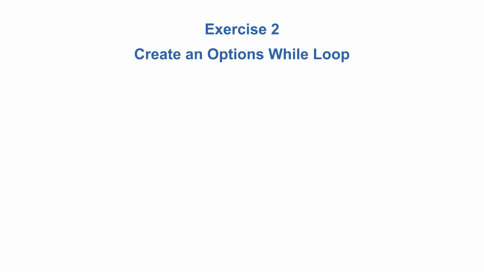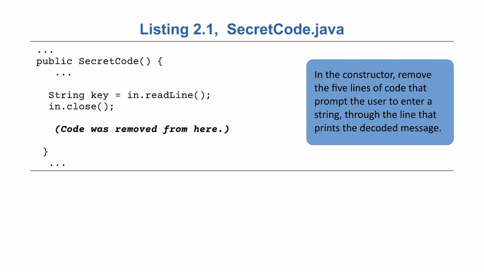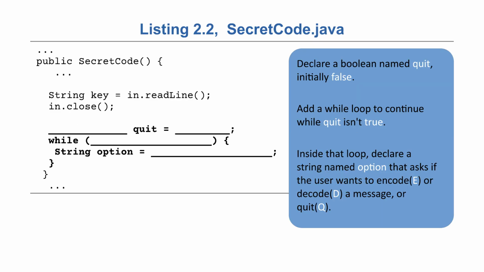Exercise 2. Create an options while loop. In the constructor, remove the 5 lines of code that prompt the user to enter a string through the line that prints the decoded message. Next, declare a Boolean named quit, initially false. Then add a while loop to continue while quit isn't true. Then inside that loop, declare a string named option that asks if the user wants to encode E or decode D a message or quit Q. Run it. What happened? It should have kept asking which option you wanted no matter what you entered.